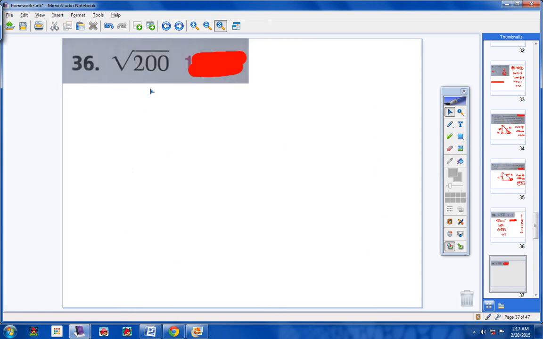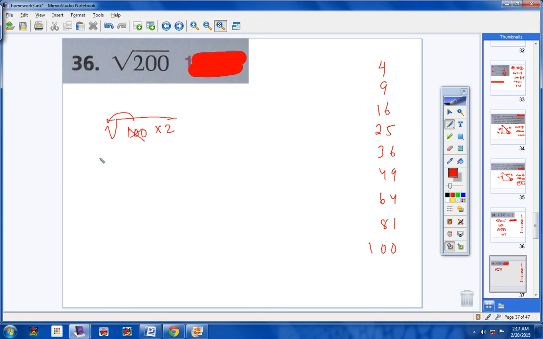All right, number 36. Same thing again, guys. We're looking for a number over here that goes into 200 evenly. 100 does. Definitely. That's easy and fast. Watch this. 100 times 2 is 200. Okay? 100 is one of our perfect squares. Which one of these two numbers do I know the square root of? 100. So cross it off and put a 10 on the outside. So the final answer would be 10 square root of 2. Okay? 10 square root of 2.